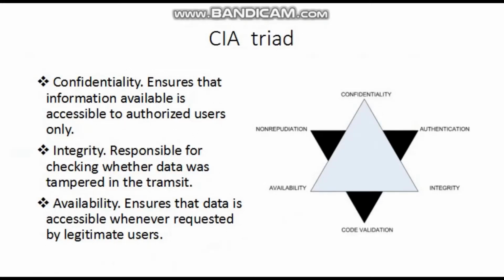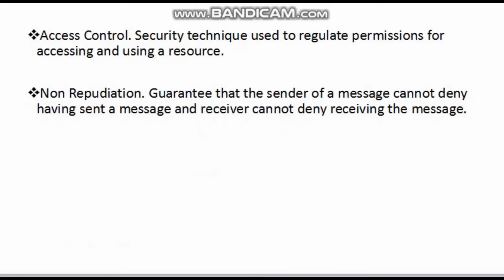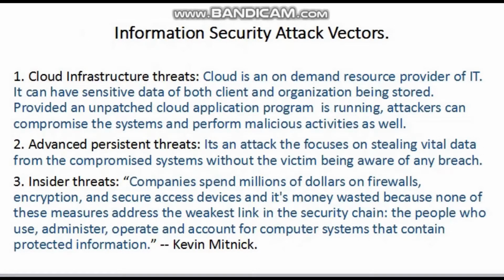Two newer terms have been added to the CIA triad. One is access control, a security technique used to regulate permissions for accessing and using a resource. The second one is non-repudiation. It guarantees that the sender of a message cannot deny having sent a message and a receiver cannot deny having received the message. The next topic that we would learn about is information security attack vectors.